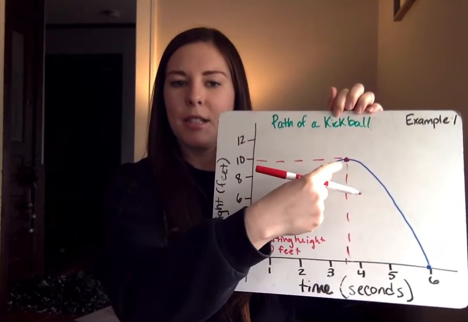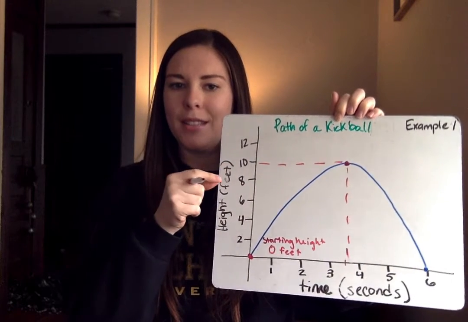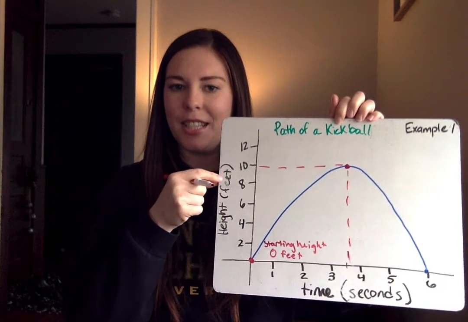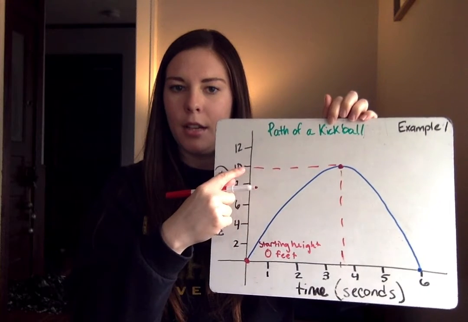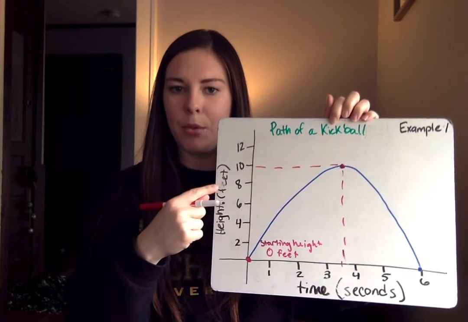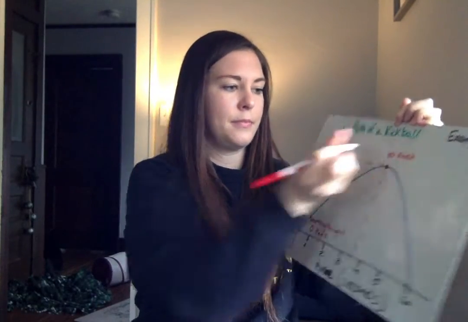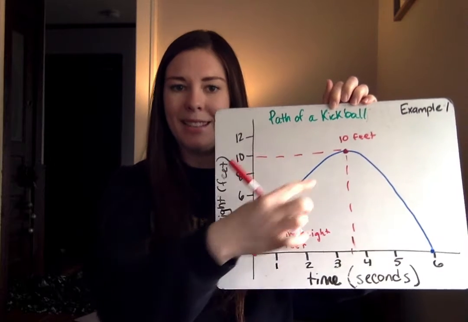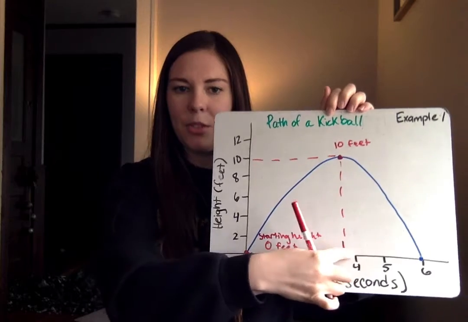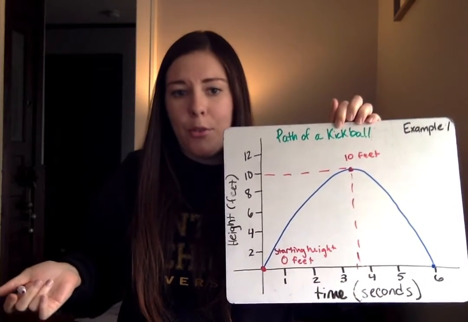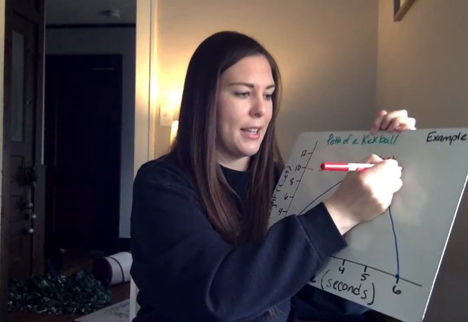So what this point tells me is that its highest height, if we follow that over, was 10 feet. At this point, our turning point, our y value is 10, and remember we're using units. So this is 10 feet. And let's see what the x value is. We follow that down. And that's somewhere between 3 and 4. I'm going to say about 3.5. So we can say that that's 3.5 seconds.